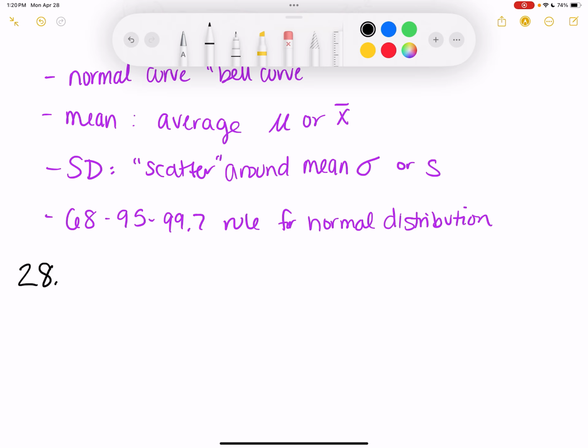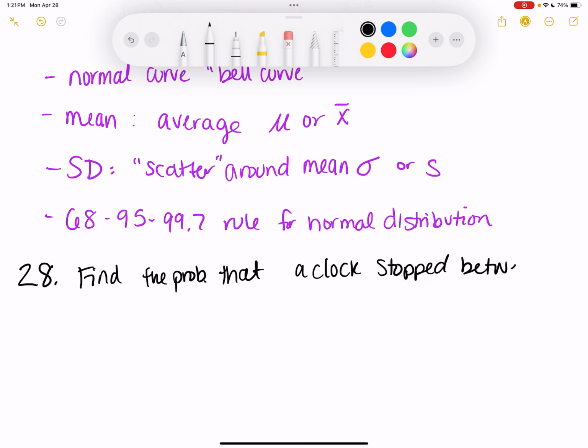All right, 28. Find the probability that a clock stopped between 3 o'clock and 6 o'clock.